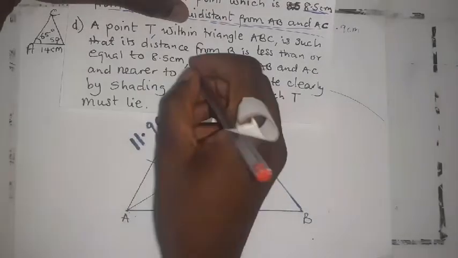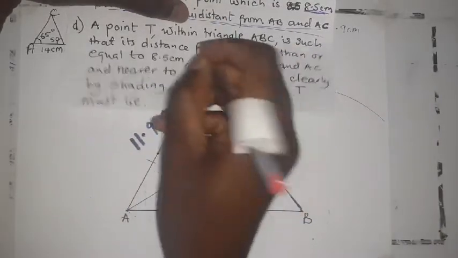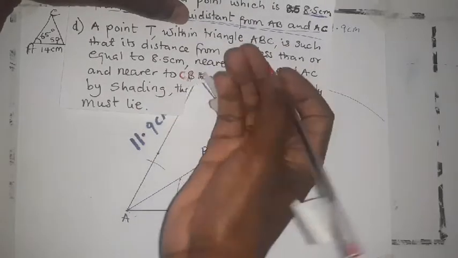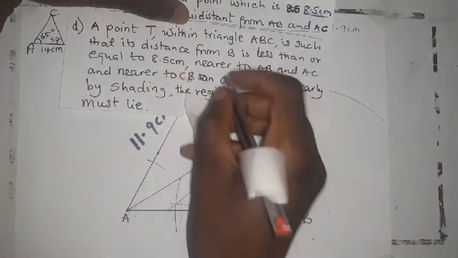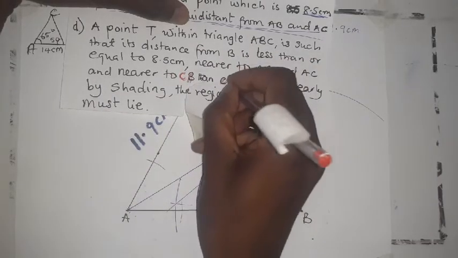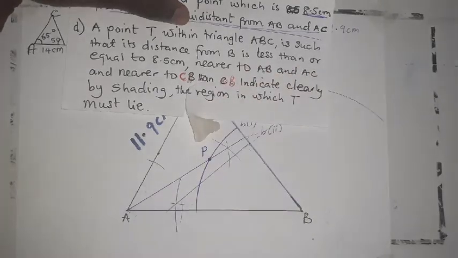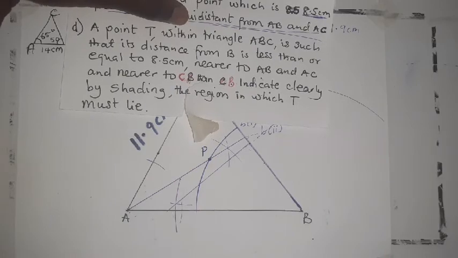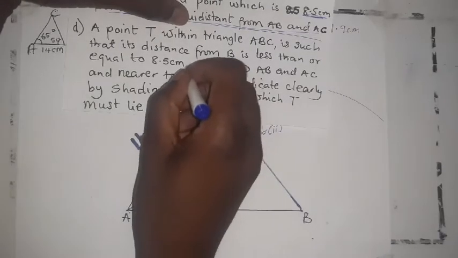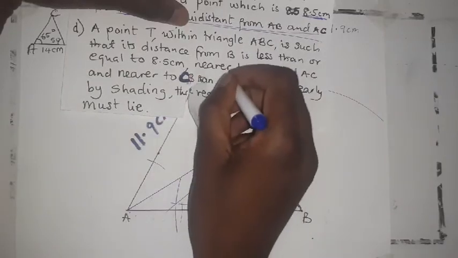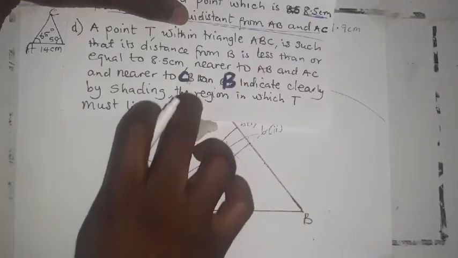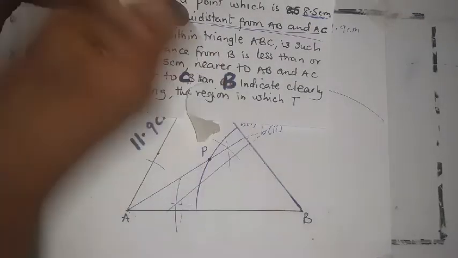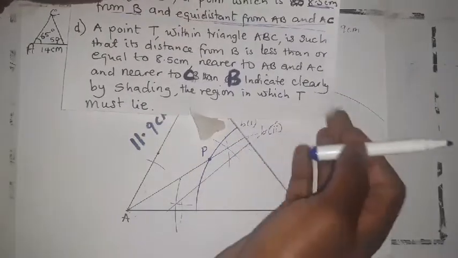In the question, this is supposed to be nearer to C. Okay, nearer to C than B. It's supposed to be the opposite. It's supposed to be the other way around. Take note of that. We're supposed to have nearer to C here than B. That's the way it should be, like this. Okay? Nearer to C than B.